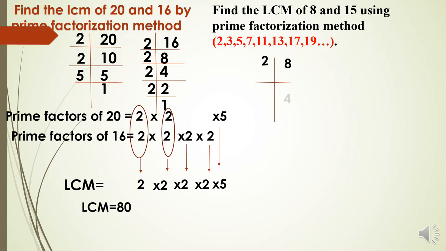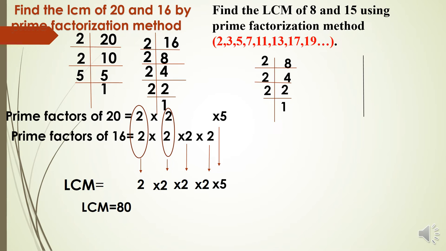8 divided by 2 is equal to 4. 4 divided by 2 is equal to 2. 2 divided by 2 is equal to 1. Now let us prime factorize 15.